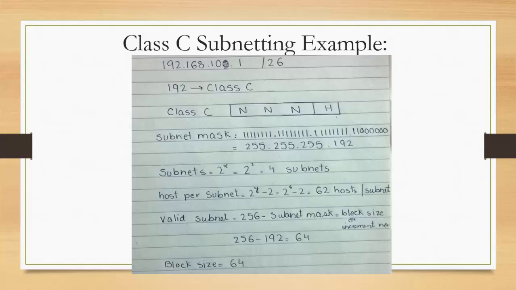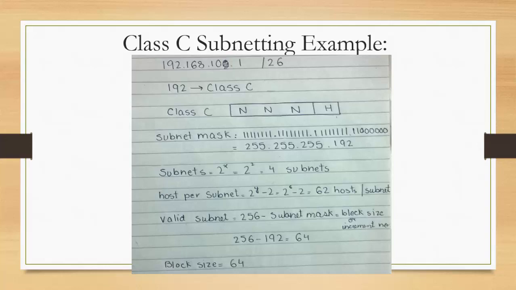We can identify the subnets by the number of ones in the host field, which is equal to 4 subnets. We can identify the hosts per subnet by 2 raised to the power of the number of zeros in the host field, minus 2, which is equal to 62 hosts per subnet. We subtracted 2 because one is a broadcast address and one is a network address. And we can identify the valid subnet by subtracting the subnet mask from 256. That is 256 minus 192 is equal to 64.